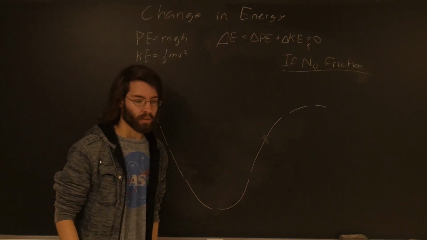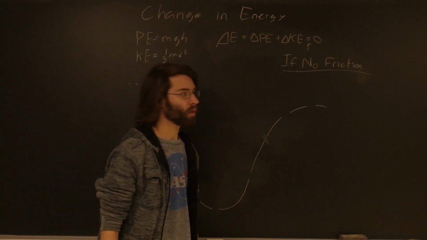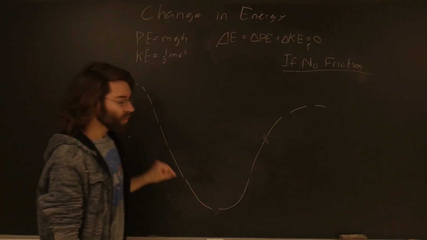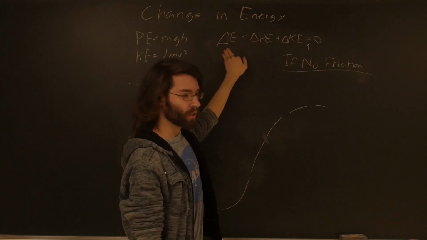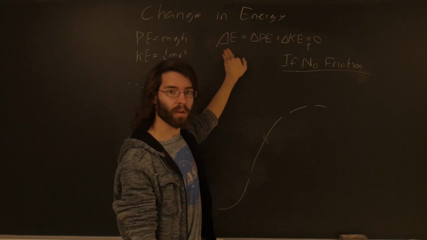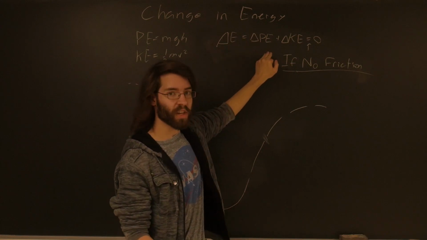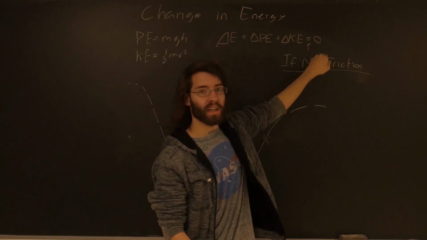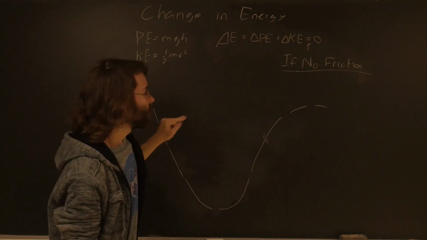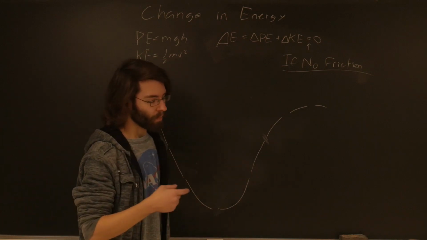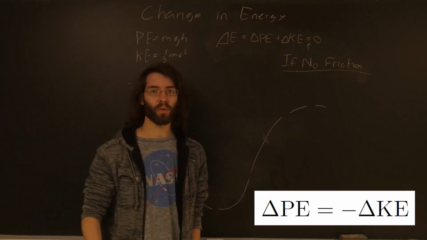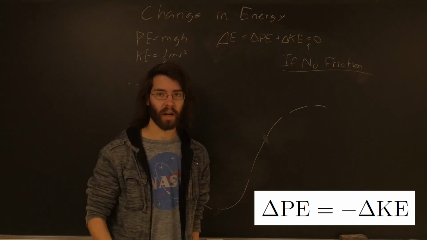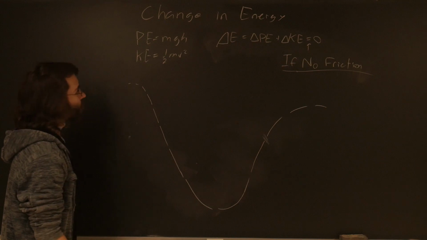For this change of energy lab, we will be looking only at scenarios where there is no friction. So there's only going to be two forms of energy we're going to be looking at: potential energy and kinetic energy, right? So the change of energy overall is equal to the change of potential energy plus the change of kinetic energy, and this is zero if there is no friction. In other words, the change in potential energy is equal to the negative of the change in kinetic energy, or vice versa, right?